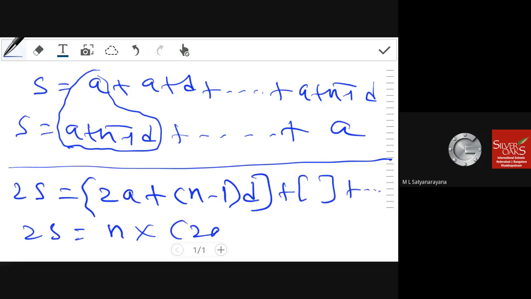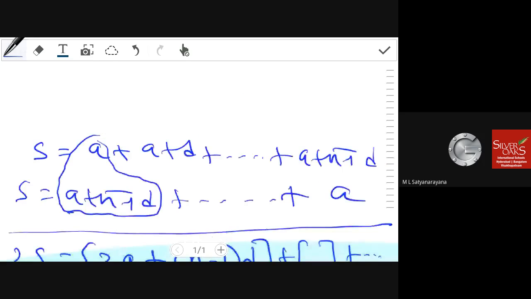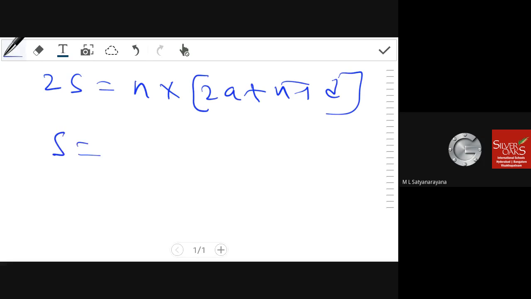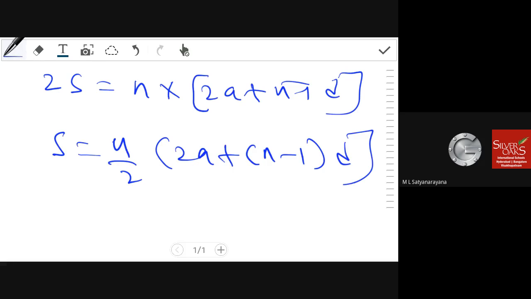2a plus n minus 1 into d, how many will you get? n. So from that you can derive your formula, let me write it down on the top. So 2S is equal to n into 2a plus n minus 1 into d. So S is equal to n by 2 into 2a plus n minus 1 into d. This is your formula. So based on that, I expect you to do the exercise problems. That's it for today. Bye.